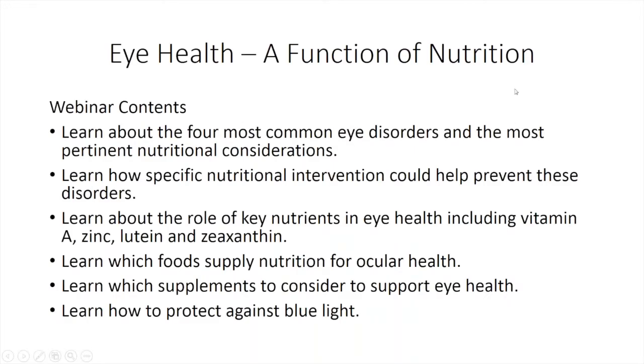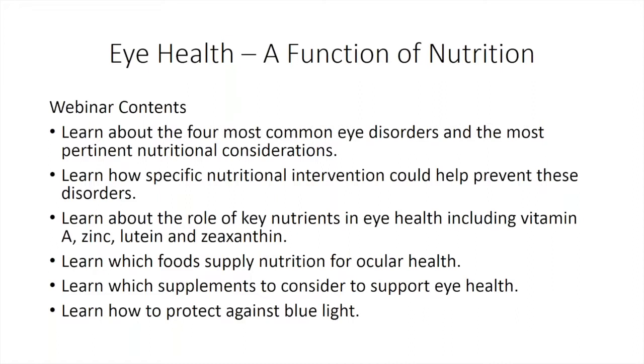We're going to learn about the 4 most common eye disorders and the most pertinent nutritional considerations, as well as the most common, perhaps functional, disorder called dry eyes or dry eye syndrome. We'll learn about how specific nutritional intervention could help prevent these disorders. These things do take decades to manifest. And we're going to learn about the key role of nutrients, particularly vitamin A, zinc, lutein, zeaxanthin, vitamin E and vitamin C in particular. And those have been studied most with regard to the eye.